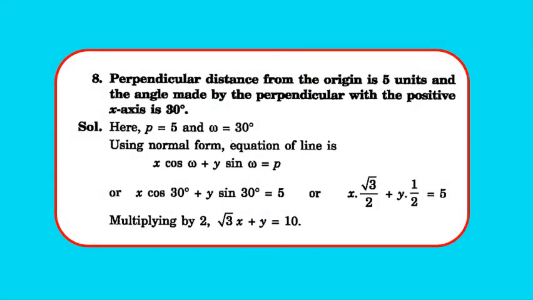Next is question 8. The perpendicular distance from the origin is 5 units and the angle made by the perpendicular with the positive x-axis is 30 degrees. So if you remember the normal form, the perpendicular distance p is 5 and omega is 30 degrees. So using the normal form, we know x cos omega plus y sin omega equals p. So we get x cos 30 plus y sin 30 equals 5. And putting in the values, we get x into root 3 by 2 plus y into 1 upon 2 equals 5. So simplifying, we get root 3 x plus y equals 10. Clear? So pause and note down the solution.